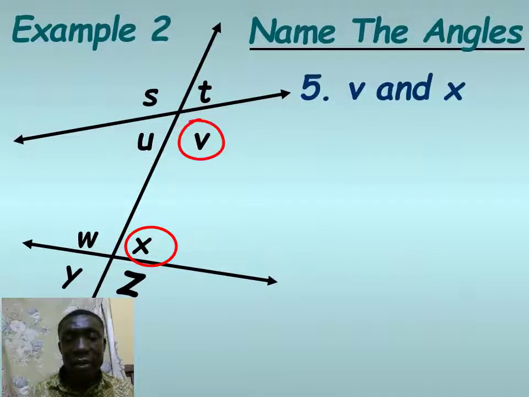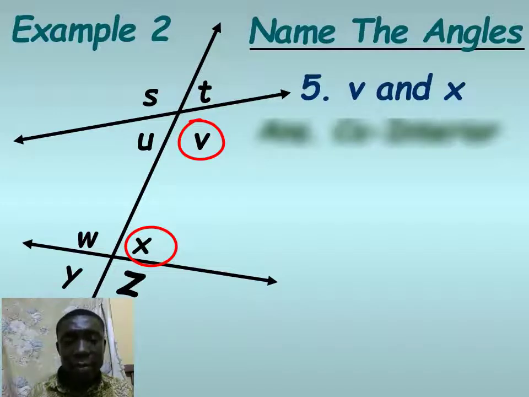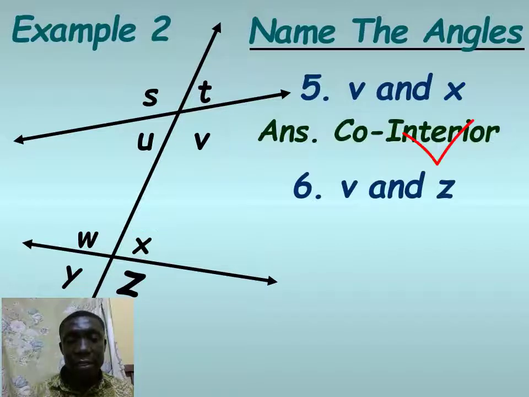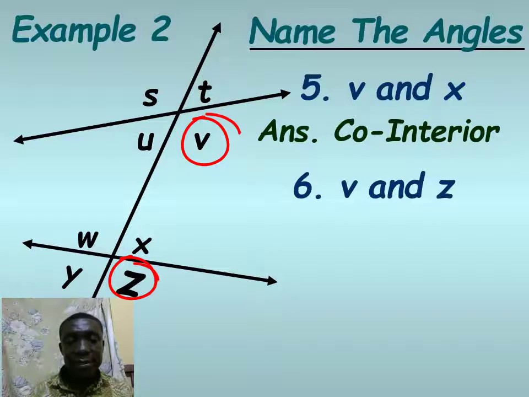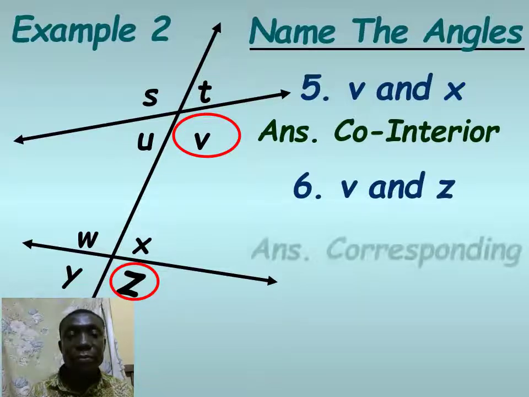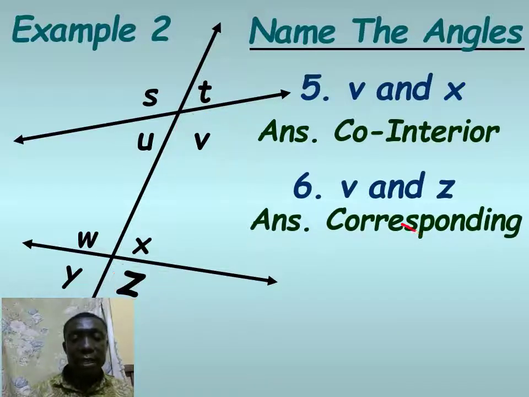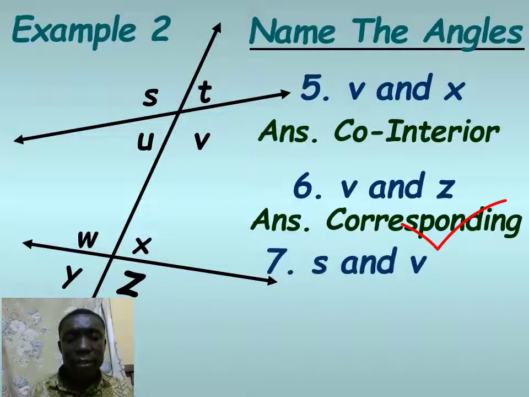Question 5: angle V and angle X. What type of angle? What angle can we name? Angle V and angle X constitute co-interior angles. Question 6: angle V and angle Z. How do we name them? They are corresponding angles. Now I want you to take a critical look at angle S and angle V.